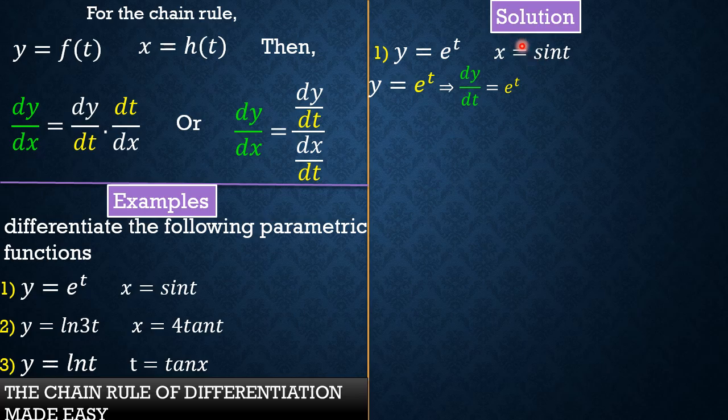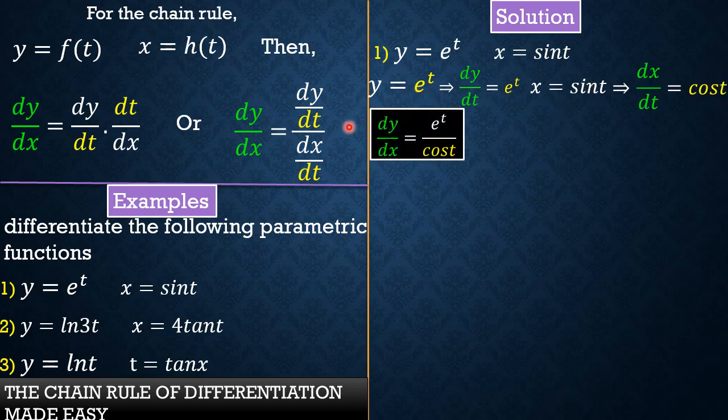Good. Now friends, we need dx by dt, right? So we're going to differentiate. Differentiating sine t gives us cosine of t. Positive, positive cosine of t. Great. So now it means that our dy by dx, using the second version of the chain rule, simply becomes dy by dt, which is e raised to the power t, divided by dx by dt, which is cosine of t. So by so doing, we have dy by dx equal to e raised to the power t all over cosine of t. Great. So that's the answer to this problem.